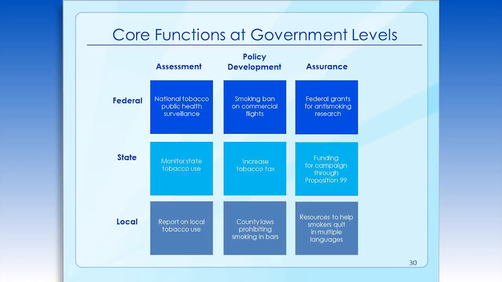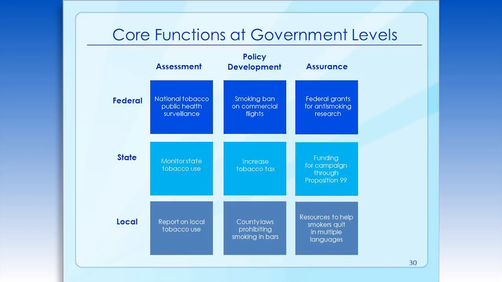And this slide shows the core functions at the top and the 3 different levels of government at the left. So I'll just go through each level of government and give you the example of assessment, policy development, and assurance. So at the federal level, an example of assessment would be conducting national public health surveillance about tobacco. And then a policy, as we've already discussed, is that they've banned smoking on commercial airline flights. And then assurance is that the federal government, such as CDC, provides federal grants for anti-smoking research and tobacco use prevention, cessation, and control.